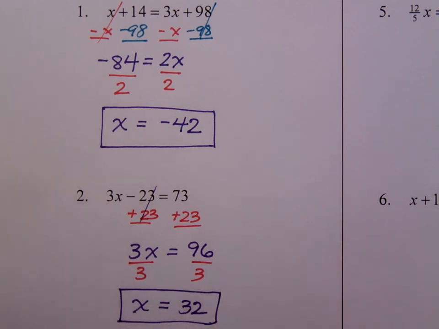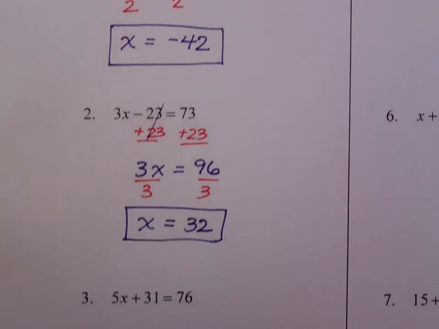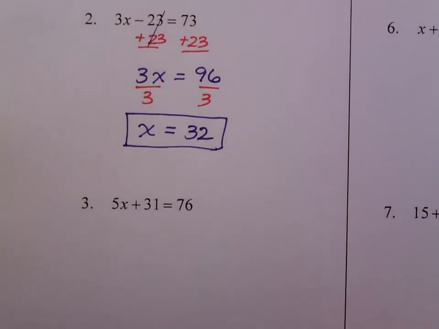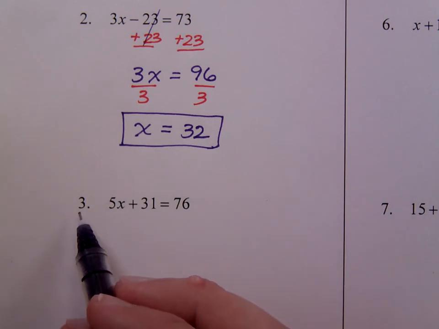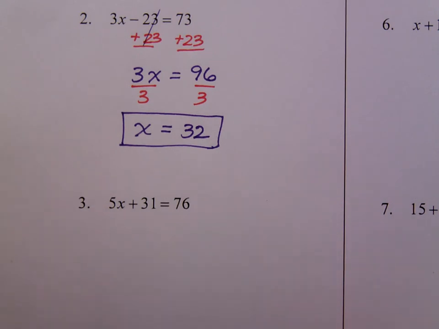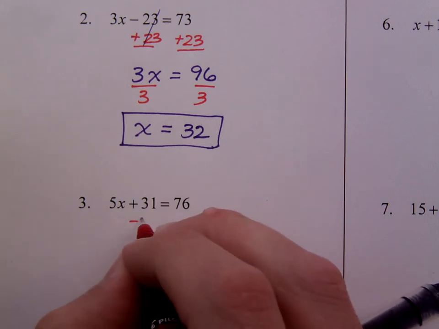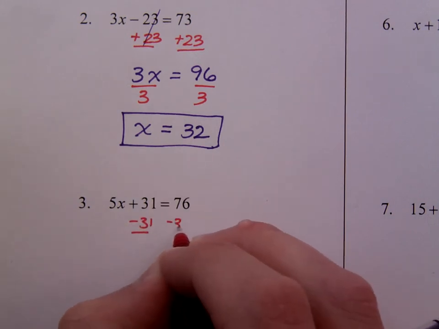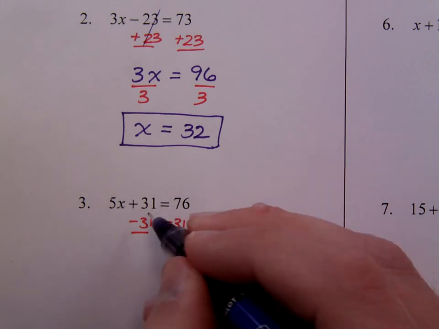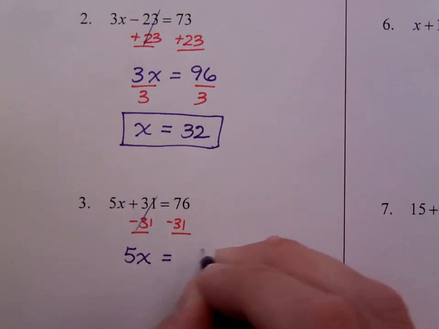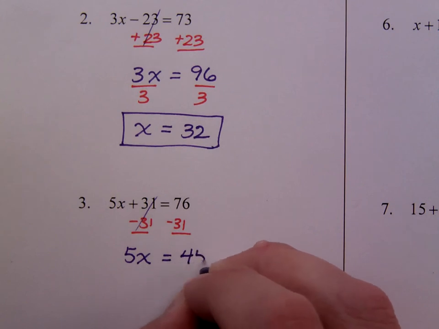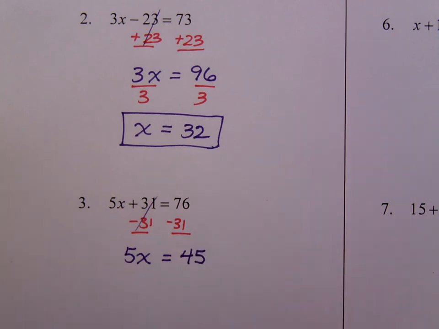It's all about getting the variable by itself. What you do to one side, you do to the other side. And so that comes from using the addition and the multiplication properties of equality. 3 is just like number 2. It's just different numbers. So I need to subtract the 31 first. These guys reduce. 5x is equal to 45.